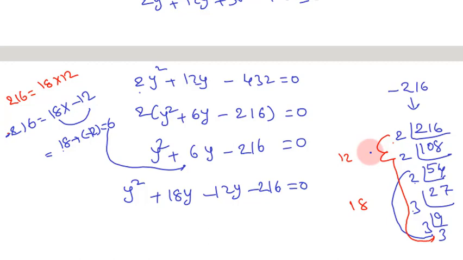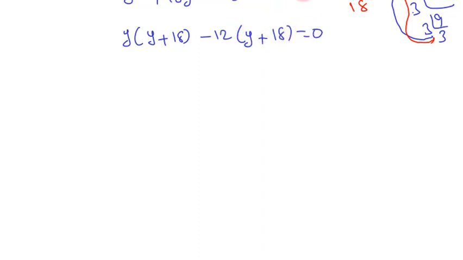Now we got 4 terms in this LHS. From the 4 terms, we will take the first 2 as one group and the second 2 as another group. From the first group, we can take y as common. On taking y as common, we get y times (y plus 18). Then from the second group, taking minus 12 as common, we get minus 12 times (y plus 18) is equal to 0. Again, on observing this LHS, we can take y plus 18 as common. So (y plus 18) times (y minus 12) is equal to 0.